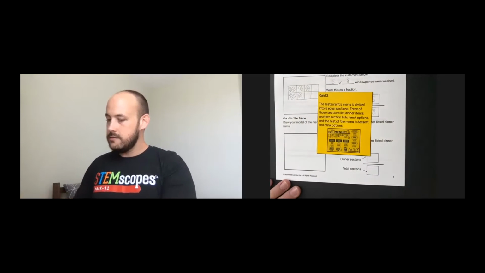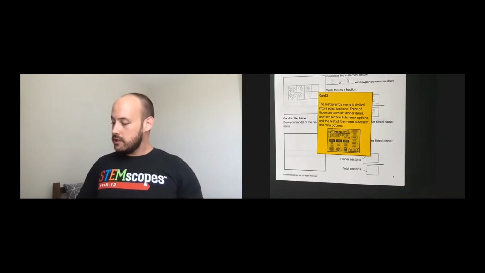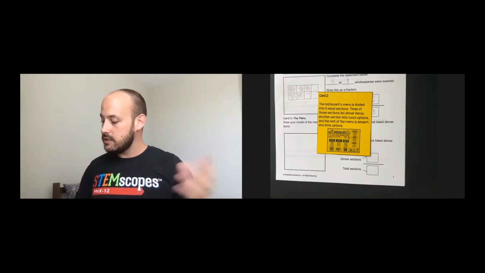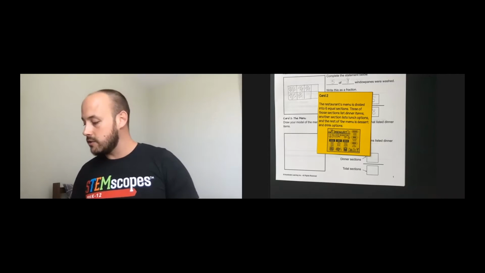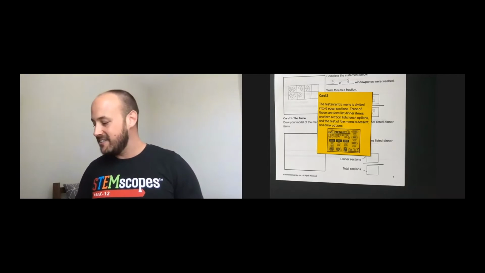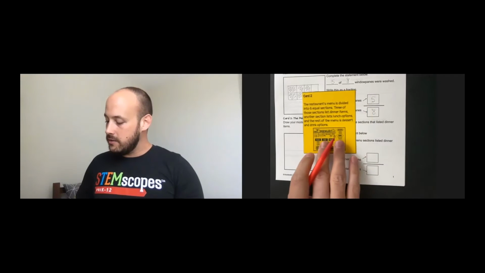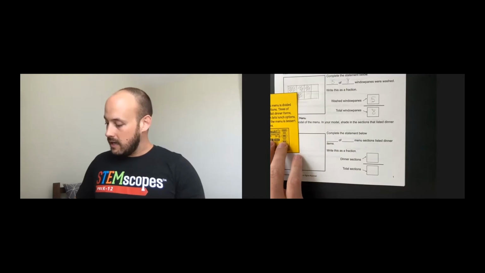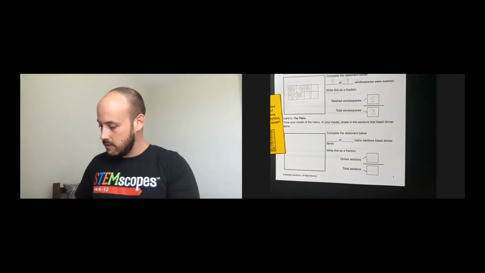The menu. The restaurant's menu is divided into 6 equal sections. 3 of those sections list dinner items, another section lists lunch options. The rest of the menu is dessert, my favorite, and drink options. So now we're going to model a menu. And in our menu, we're going to shade in the sections that list dinner items.